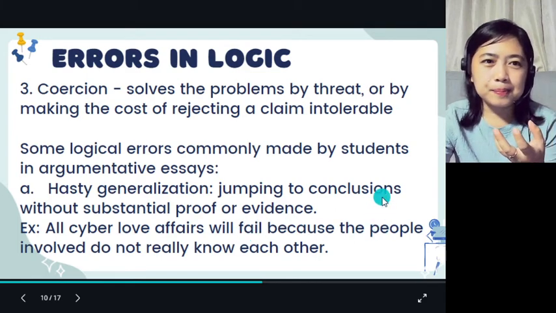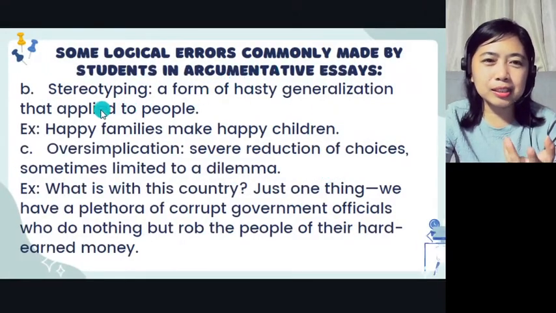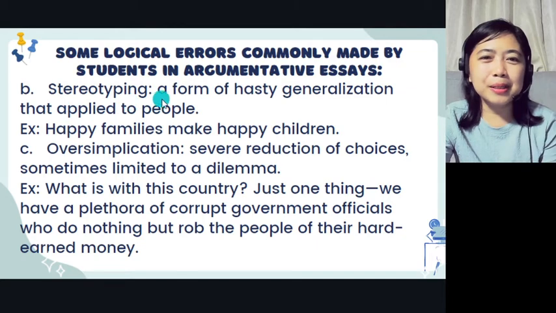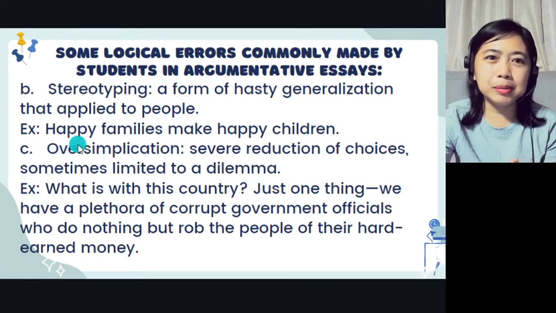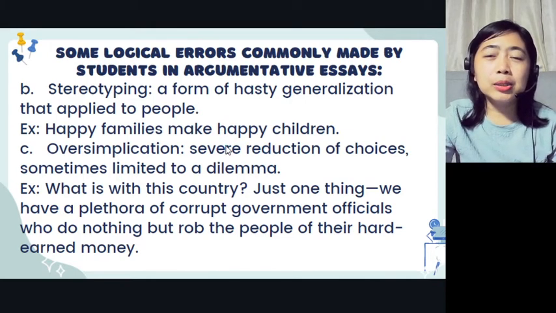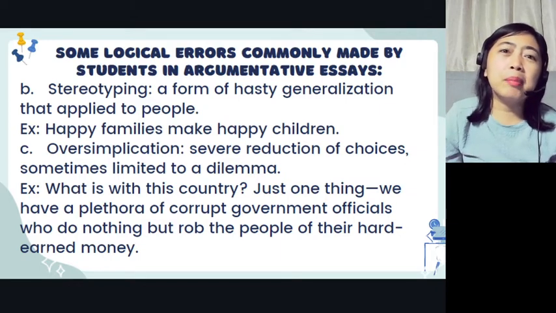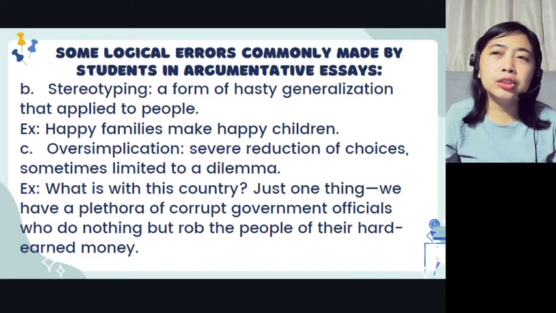Okay, another commonly logical error that students make is stereotyping, very common. It is a form of hasty generalization that is applied to people. Example: happy families make happy children. We can actually tell that their family is happy, so maybe their children are happy too. They are rich, so their family must be rich.